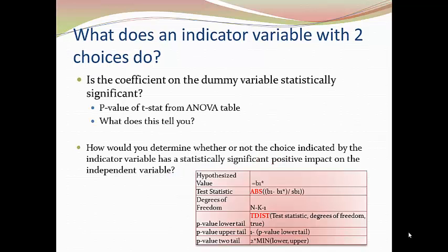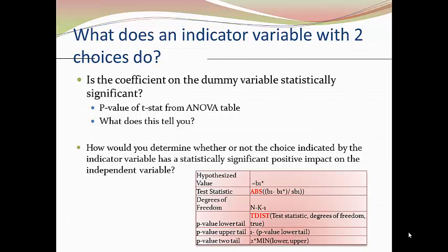So let's go through here. Is the coefficient on the dummy variable statistically significant? Well, you're just testing H0: beta of the dummy is equal to 0, and Excel by default gives you that, so all you have to do is look at the p-value of the t-statistic on the ANOVA table. Now, you can only do that when you're looking at an indicator or dummy variable of only two choices, so be careful. If we have more than two choices, you won't be able to just look at that p-value anymore, and we'll discuss that later in these slides.